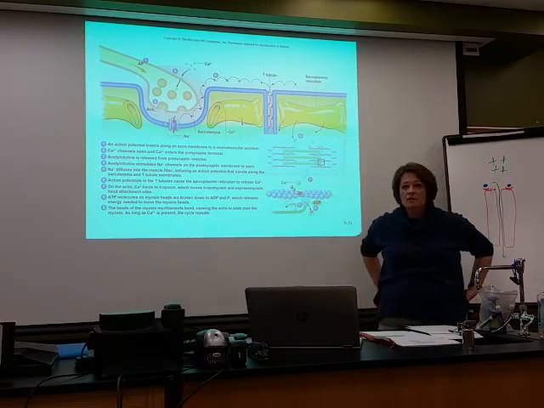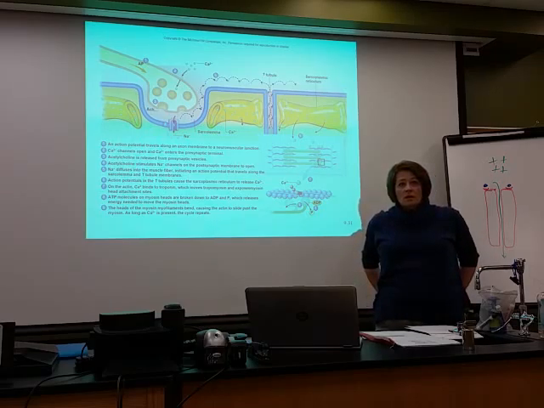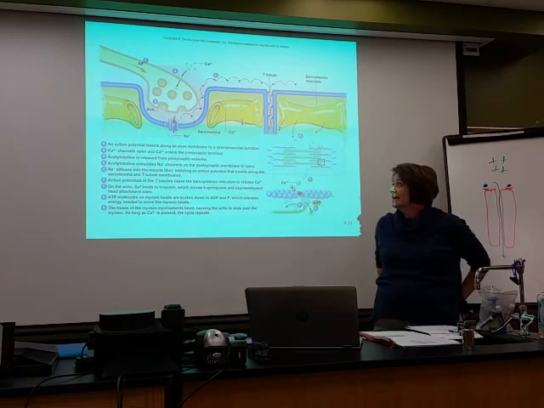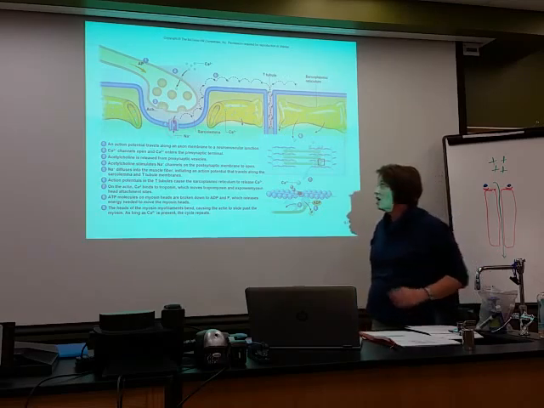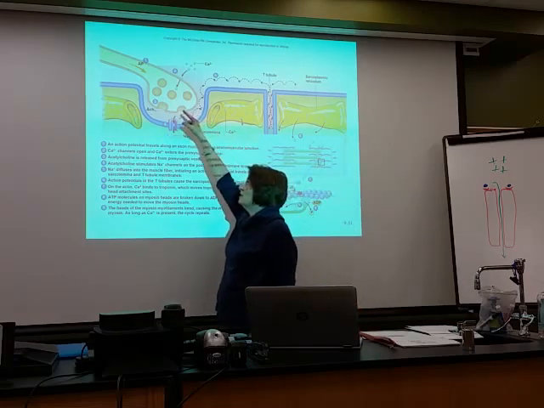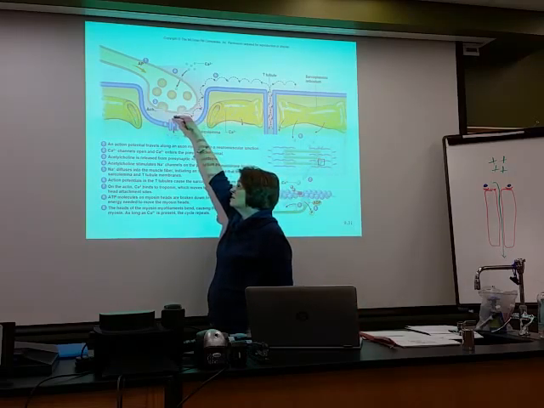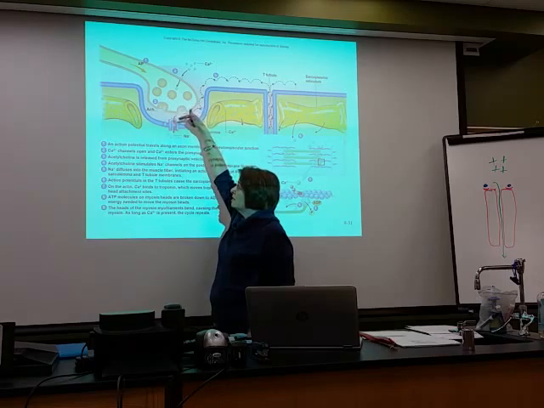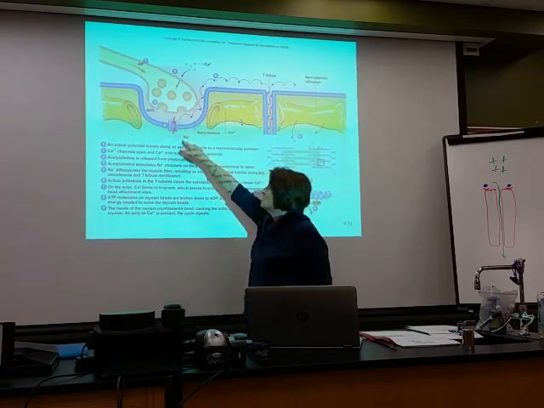A summary of muscle contraction. Need me to say it again? Oh, look at me. Okay, action potential travels down the nerve. That causes the release of the acetylcholine. Acetylcholine crosses the cleft, attaches to the receptors. The receptor gates open, sodium rushes in.